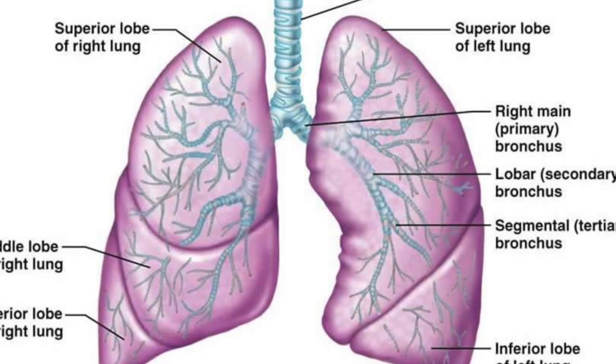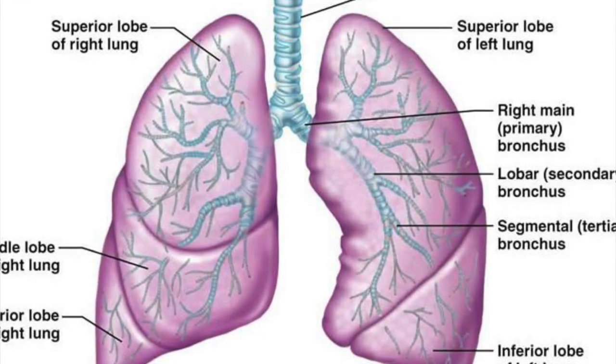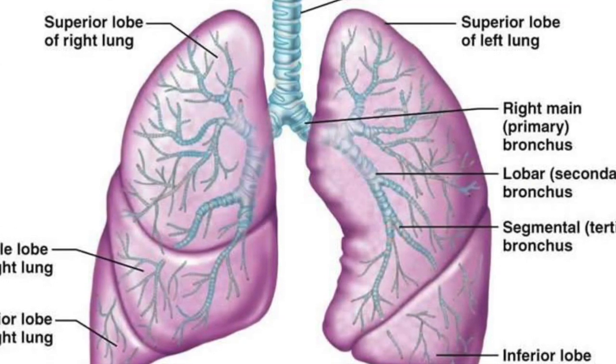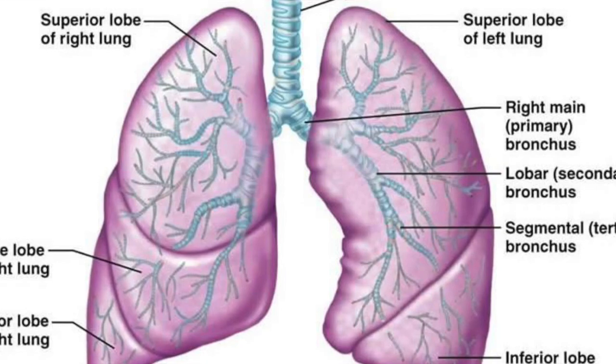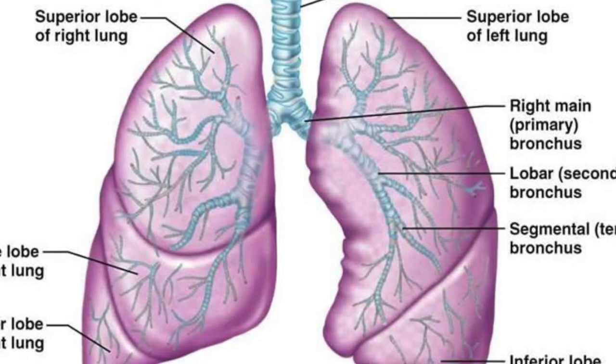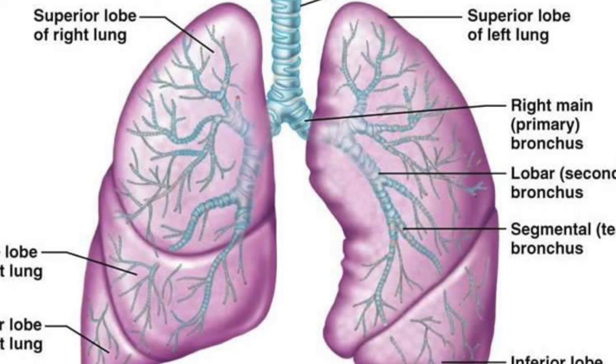Inspiration is the act of moving air into the lungs, and expiration is the act of moving air out of the lungs. Additionally, the diaphragm is a horizontal muscle that divides the thoracic cavity from the abdominal cavity and helps with the inspiration and expiration of the lungs.